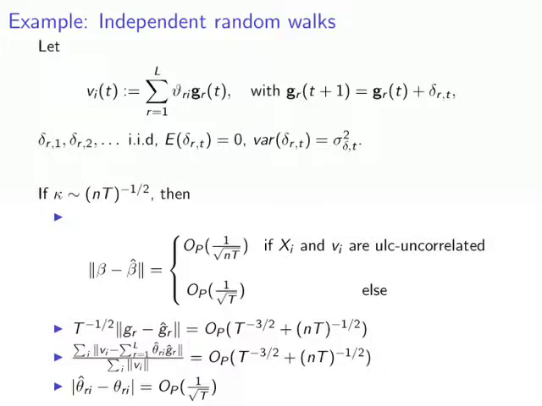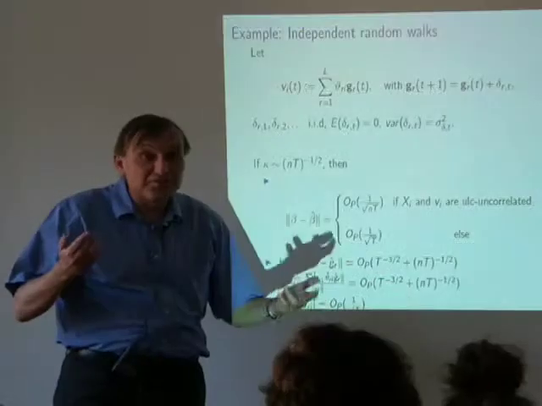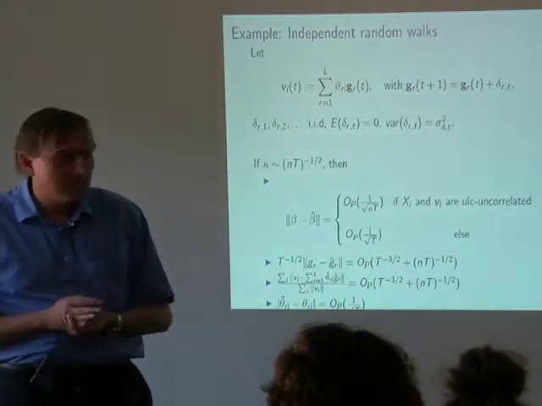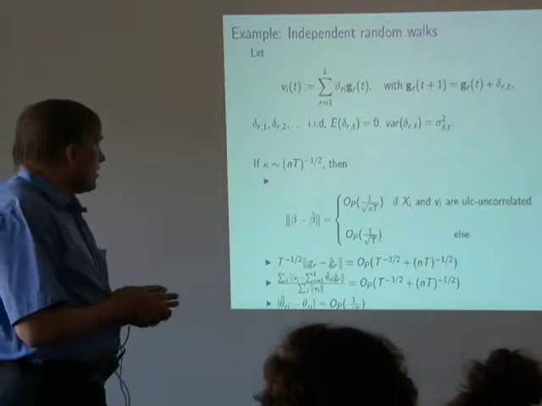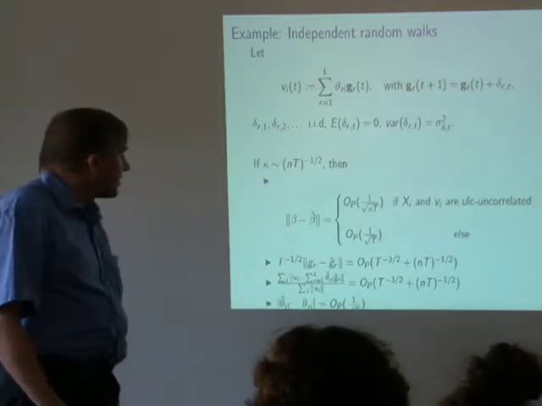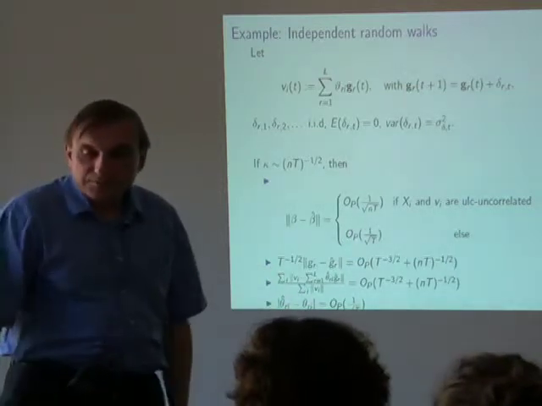And you also see the difference between vi and the approximation by the estimated model, the relative error, is then of order t to the minus 3/2 plus n t to the minus 1/2, which in a way is already faster than that for the ordinary smooth case. Okay, and this difference between theta hat and theta is of the order 1 over t.